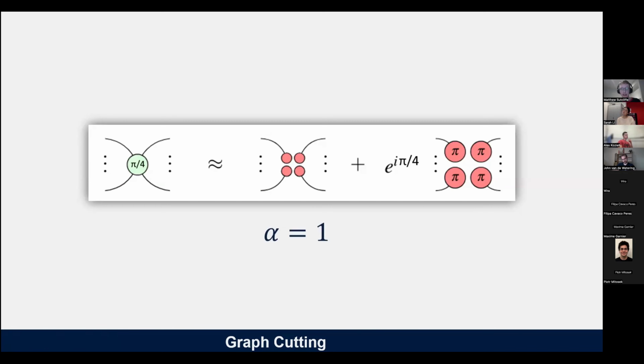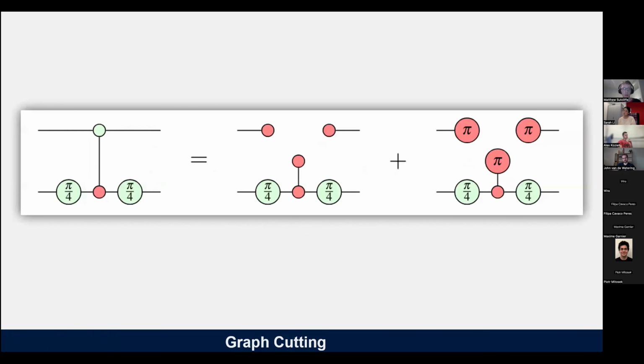But despite this apparently bad alpha, there are cases where this is actually very useful. So imagine we have these two T-like spiders sandwiching a C-knot. We decompose this top part, and then we'll end up with something like this. So that didn't seem to help. We didn't reduce any T count.